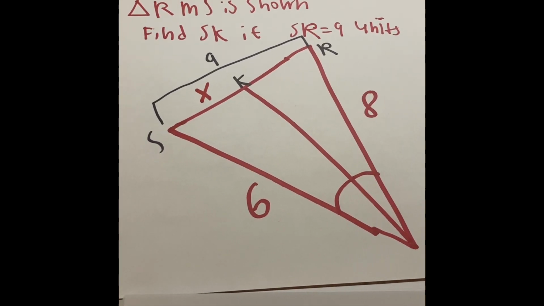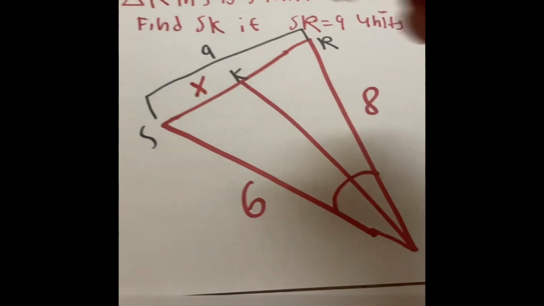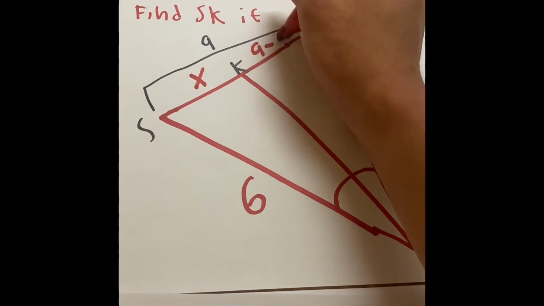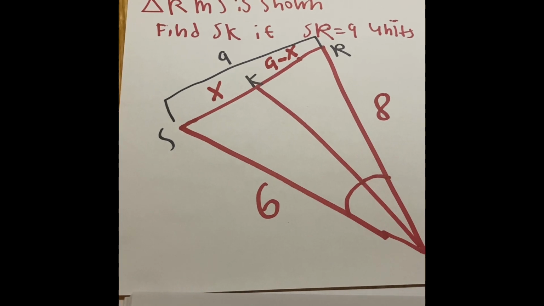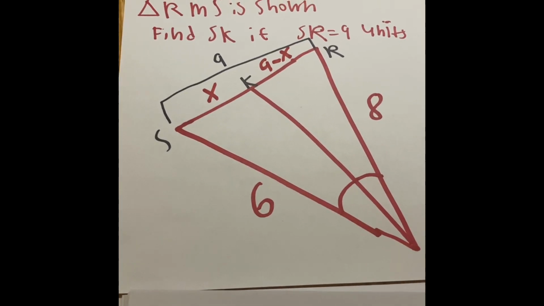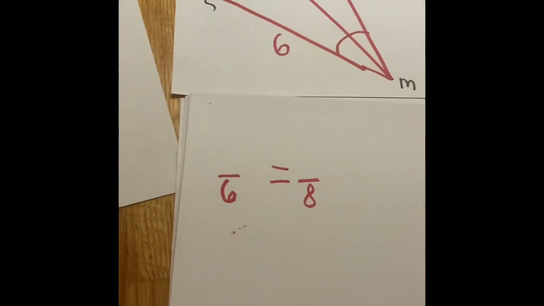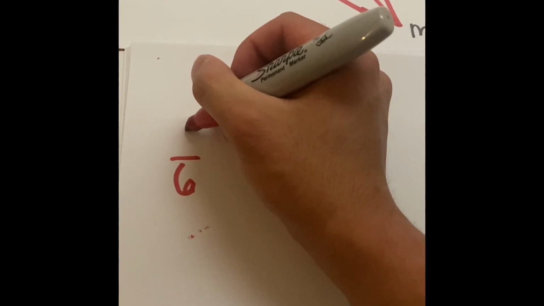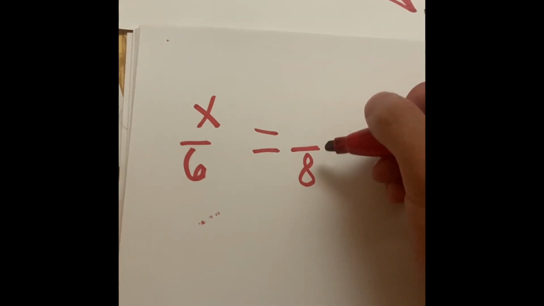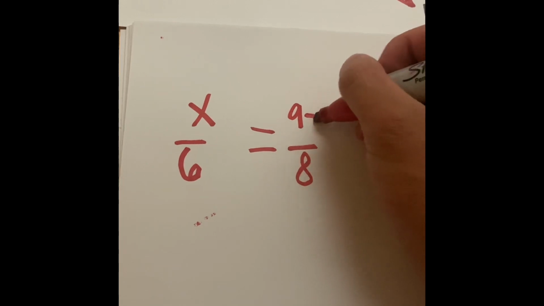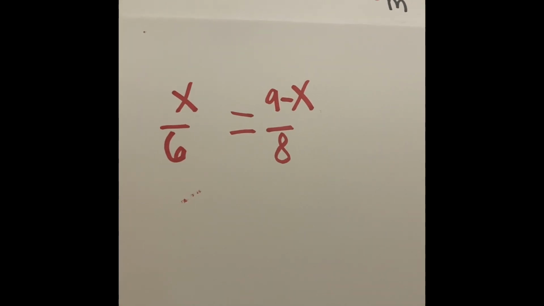So what are we going to do now? Well, we're going to say 9 minus X. The reason why is if we do 9 minus whatever we got for X, we'll get our X, and that will solve the problem to find SK. So here's what we're going to say: X divided by 6 is proportional to 9 minus X divided by 8. So now we have to solve the proportion and find out what X is.